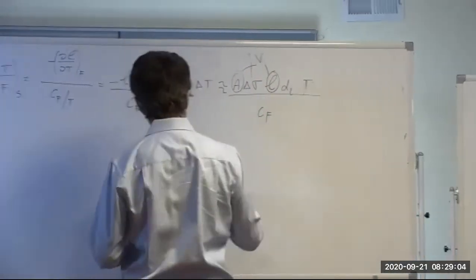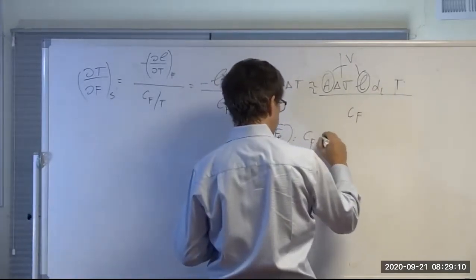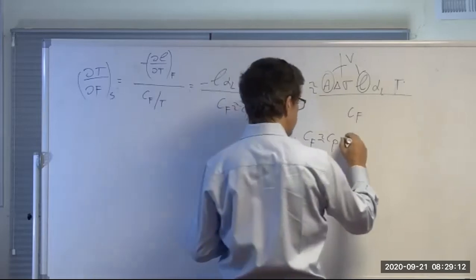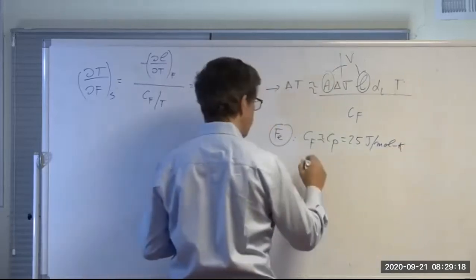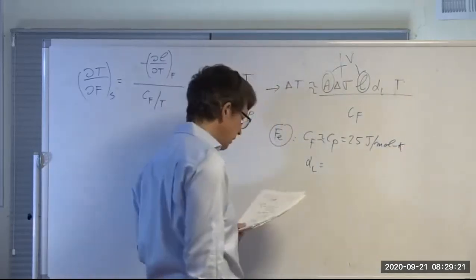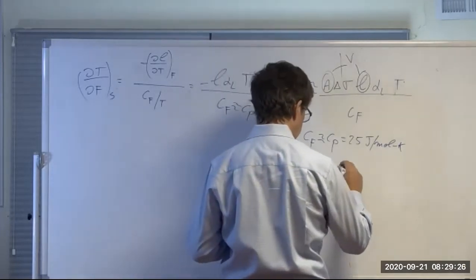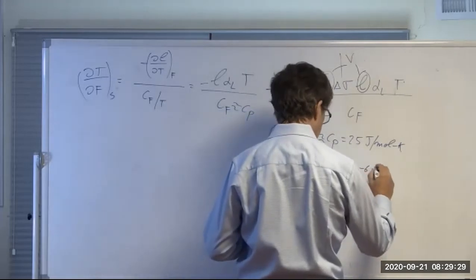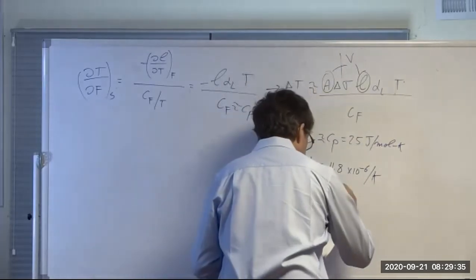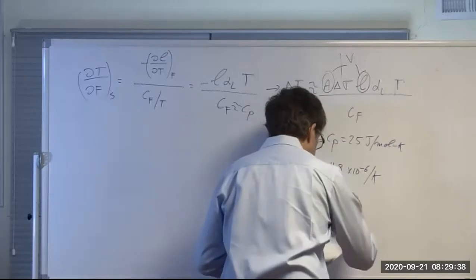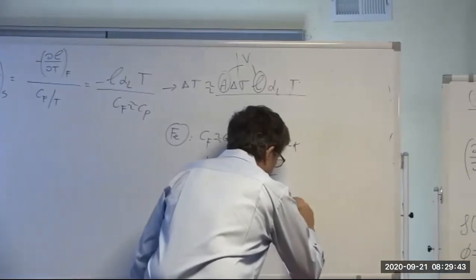Let me give you some real numbers. Let's say I take iron. So for iron, I'm going to assume that CF is equal to CP, and CP at room temperature would be about 25 joules per mole per Kelvin, approximately. The linear thermal expansion for a lot of materials is order 10 to the minus 5, 10 to the minus 6. Here it's 11.8 times 10 to the minus 6 per Kelvin. The molar volume of iron is 7.1 times 10 to the minus 6 meters cubed per mole.